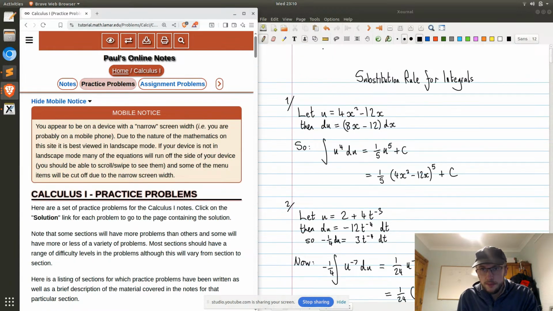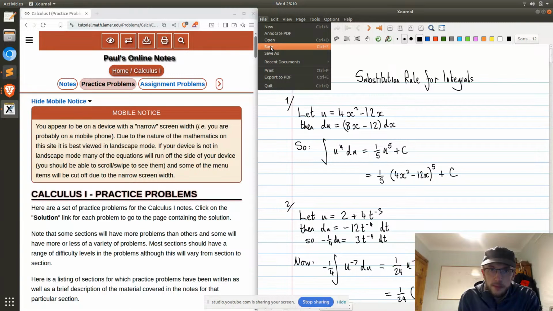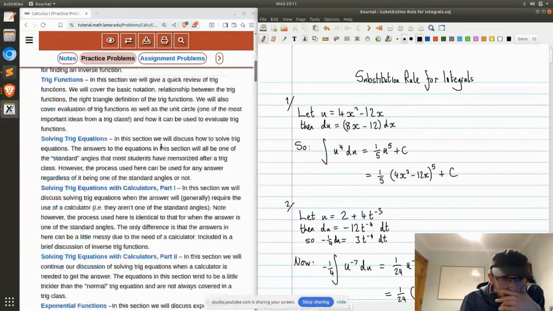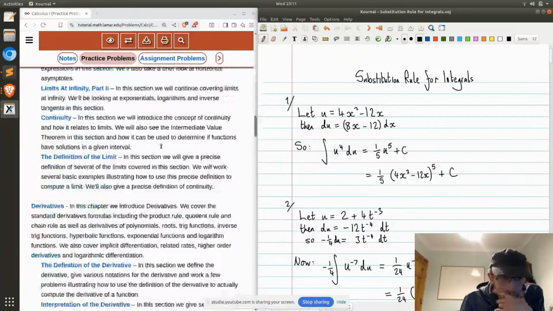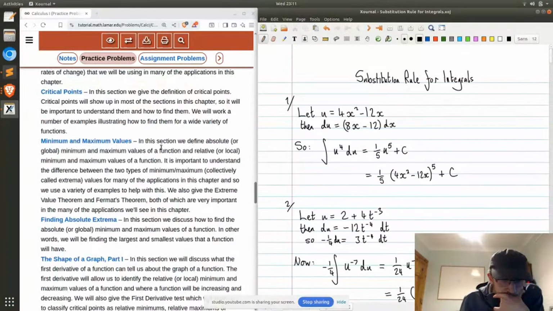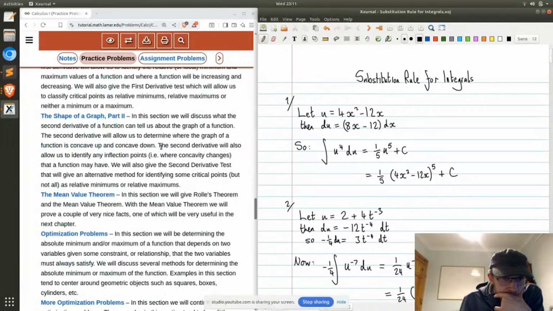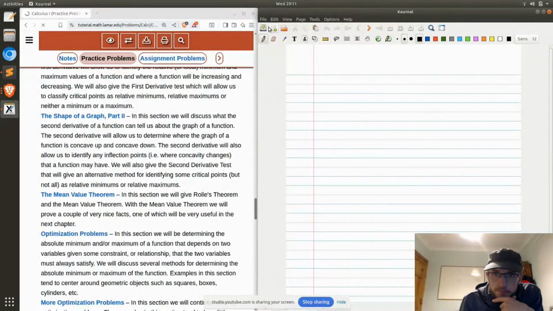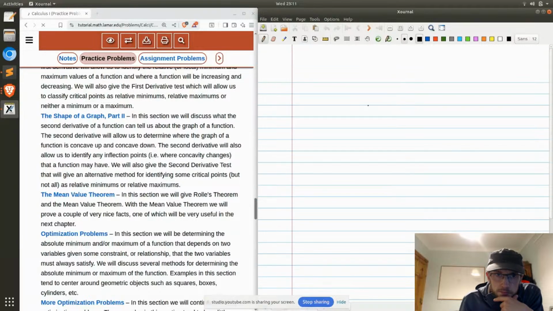Substitution rule for integrals. Save. Mean value theorem. Well, hello. What is the mean theorem?